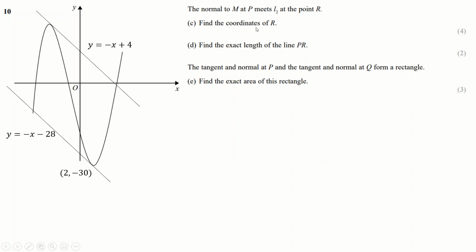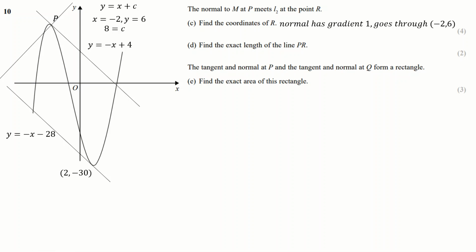Find the coordinates of R if the normal to P, now P was the first point, so it's that one there. The normal to M is like this, making a 90-degree angle there. Now that of course means that the gradient of this one is positive 1, because the negative reciprocal of -1 is just 1. And it goes through this same point, -2, 6. So same thing we've done before, y equals +1x plus c, we know it goes through -2, 6, we solve for c, and we say that's the equation of the line.